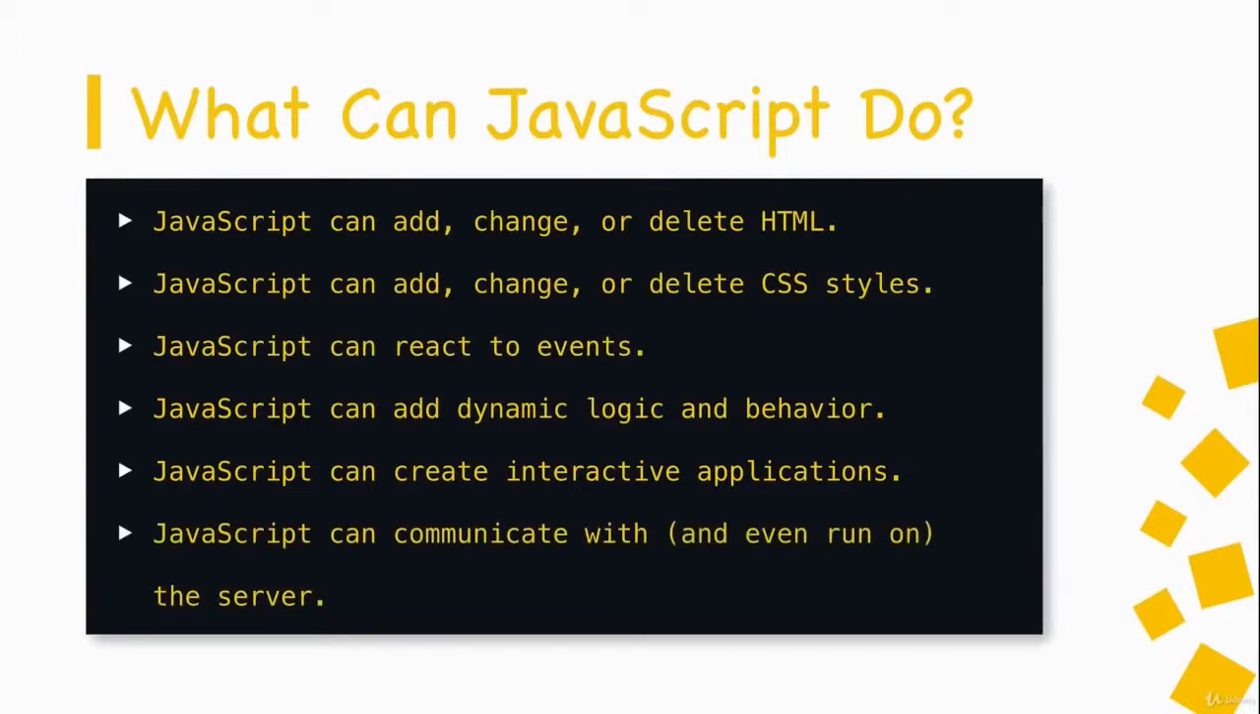And JavaScript can also communicate with and even run on the server. That's also one of the more important things that JavaScript can do. For example, it can send JSON data to the server using AJAX requests, and this can be used to build single-page interactive web applications using JavaScript. And with runtime environments such as Node.js, JavaScript can actually run on the server as well, which means JavaScript can be used as a server-side scripting language on the server itself.